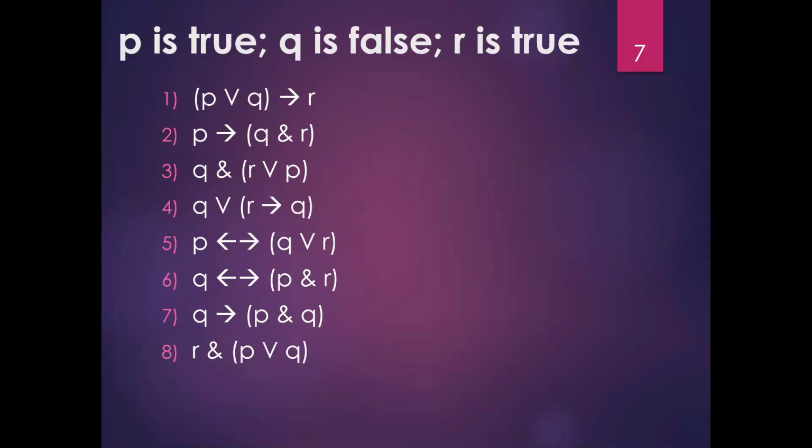So 7 is true. And then finally, a conjunction with R, which is true, and P or Q, the disjunction, and these are inclusive, of course, and if P is true, then the disjunction is true. So we have the second conjunct being true, the first conjunct is true, so that is a true sentence for number 8.